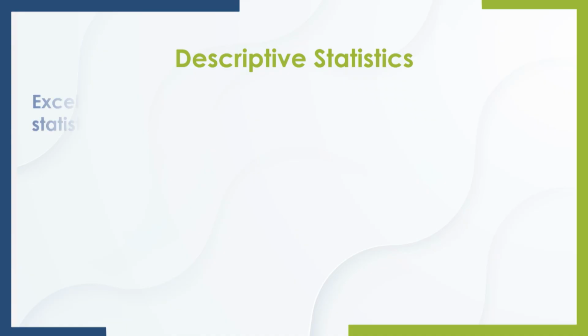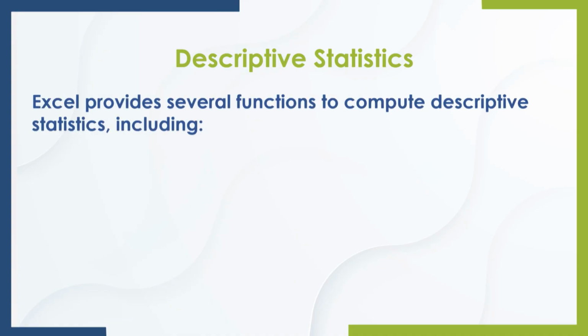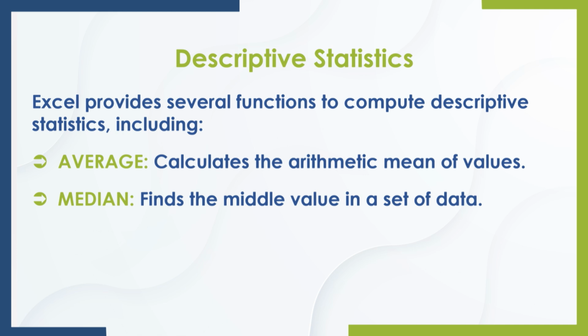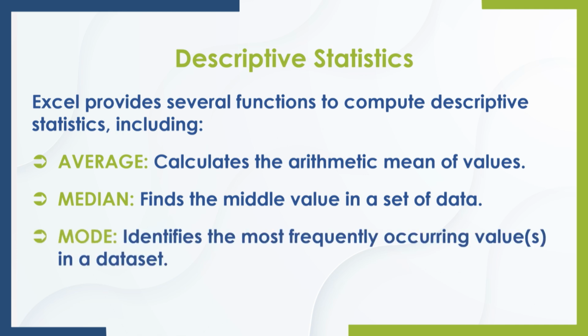Dear students, let us begin with the third part of the lesson, in which you will learn about the notation matrix and the different built-in functions of statistical measures. Descriptive statistics. Excel provides several functions to compute descriptive statistics, which include AVERAGE, which is used to calculate the arithmetic mean of values. The function MEDIAN, which is used to find the middle of the values in the data set. The function MODE identifies the most frequently occurring values in the data set.